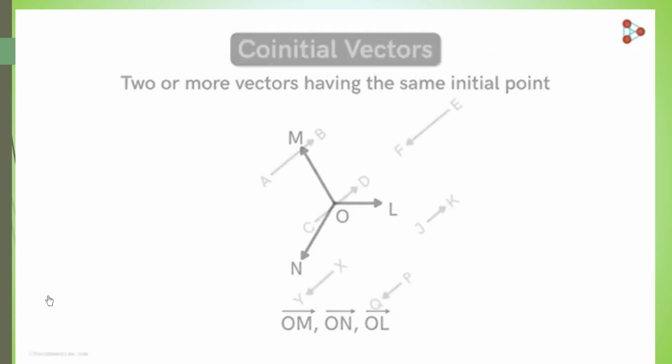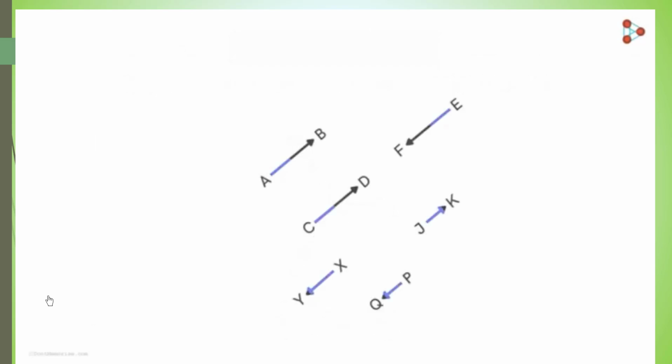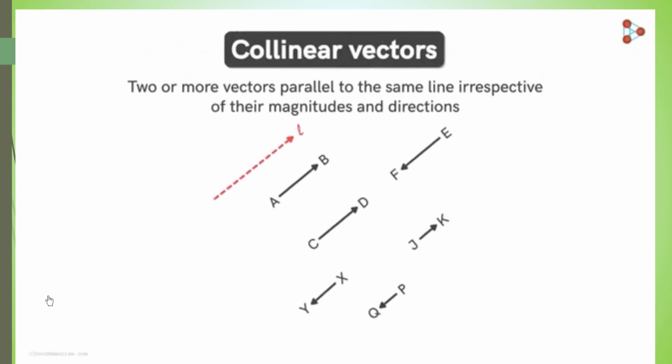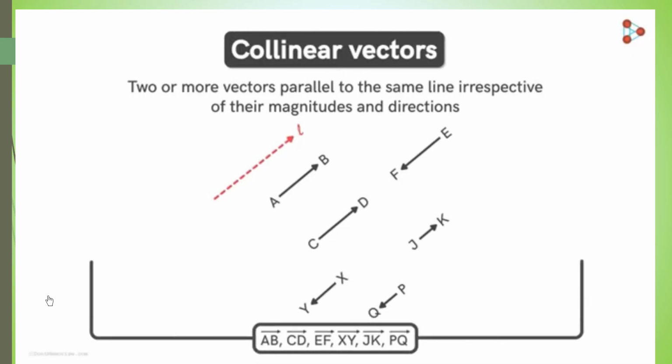If we consider vectors which are parallel to each other, their direction might not be the same, but they are parallel to each other or parallel to line L. Irrespective of their magnitude and direction, these types of vectors are known as collinear vectors, which are parallel to each other.